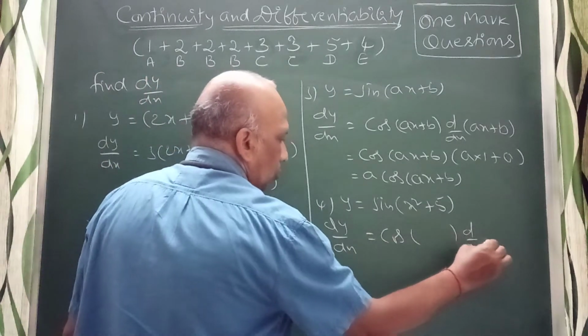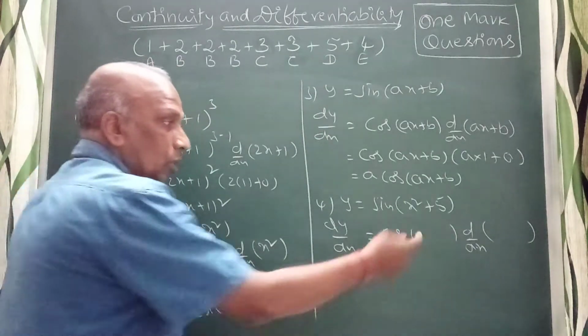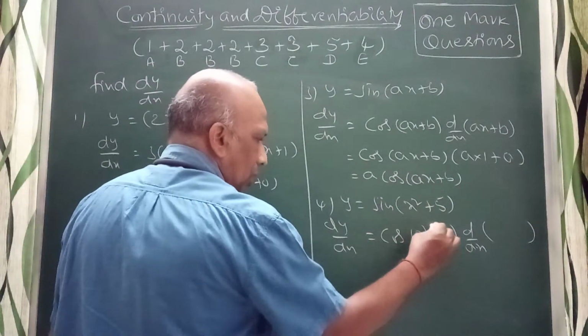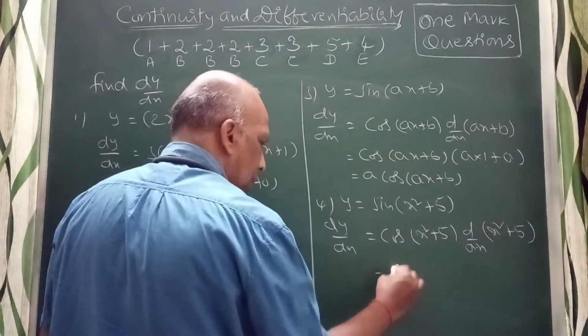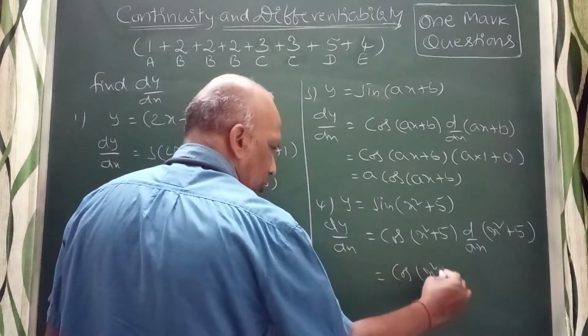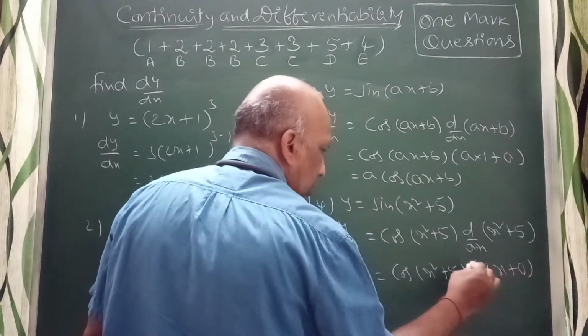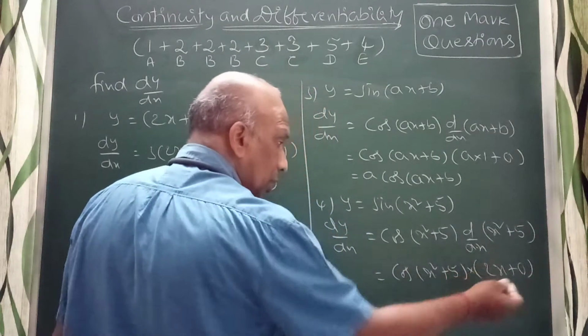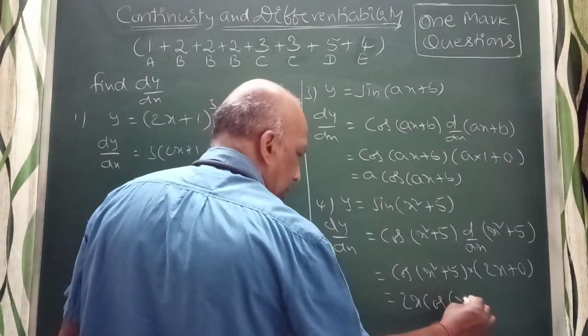Correct. Derivative of sine x is cos x. Cos of, you can replace this with x square plus 5. Now you can see cos of x square plus 5. Derivative of this one: 2x, constant 0. Correct. Function into this, you can write 2x cos of x square plus 5.